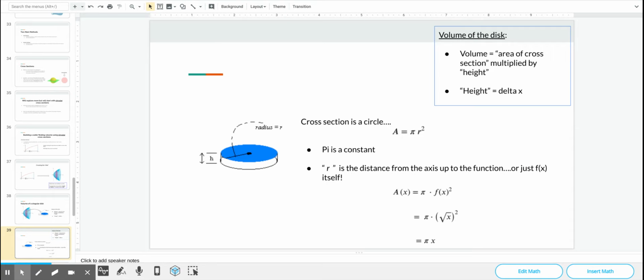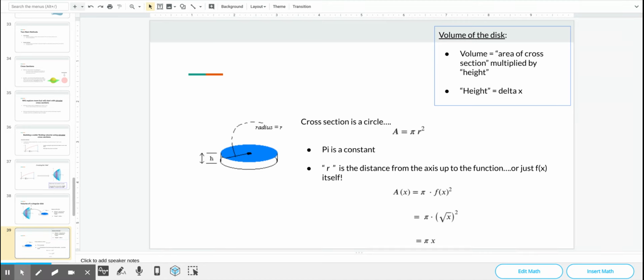Again, remember, because I took that disc inside the figure and put it down on the ground, this is delta x. I put that up here in the top right-hand corner just to remind us. So delta x is the distance that we traveled along the x-axis to give this circle some depth, to make it a cylinder or a disc. So r, this is the important part, because r is the distance from the axis up to the function, or just f of x itself.